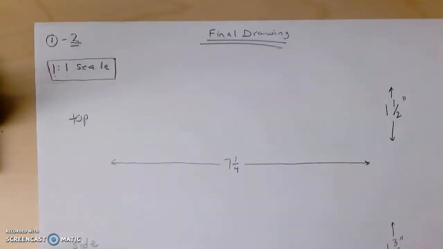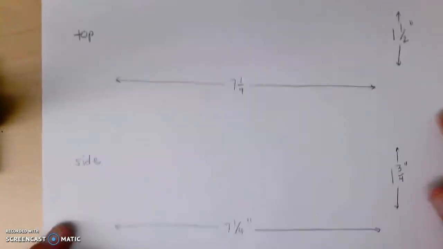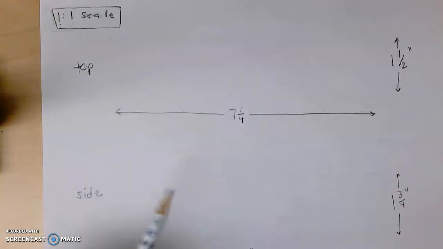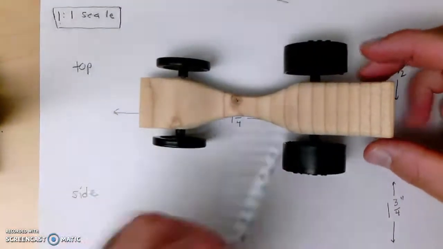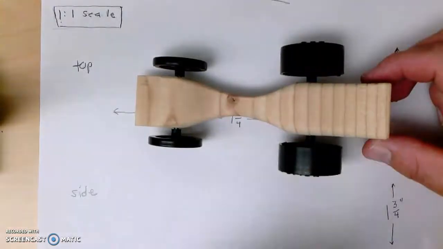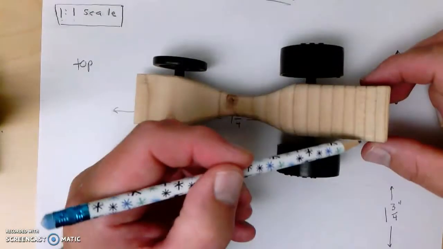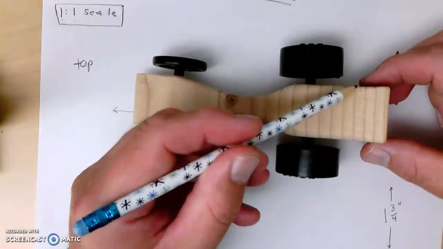All right, I pre-wrote in the measurements, but this is what we are going to do. For the top view, if we're looking at a car from the top, the top view is going to show us how long the car is from the front to the back, and it's also going to show us the width from side to side.